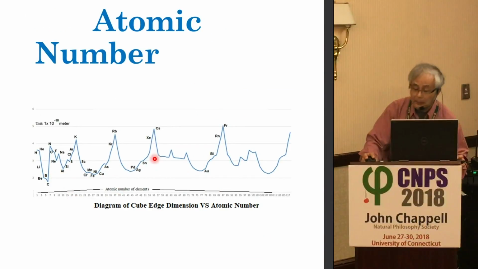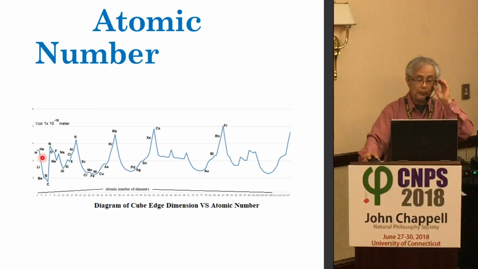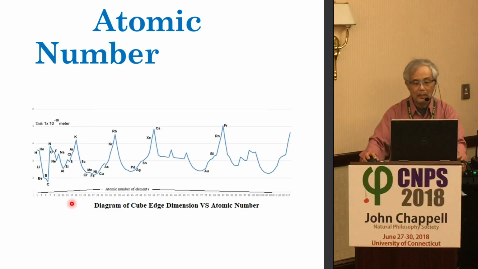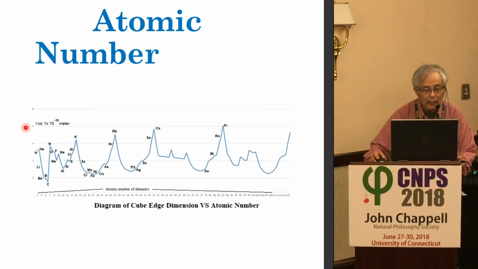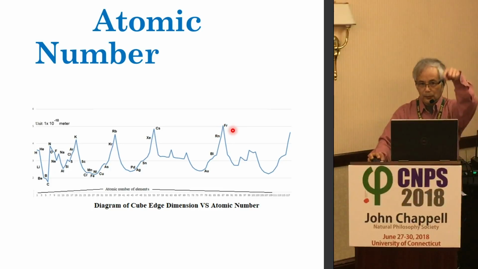In this diagram, I plot the atomic size of the chemical elements versus the atomic number, and you can see how they go up and down, and almost every peak is an element of the first group in the periodic table.